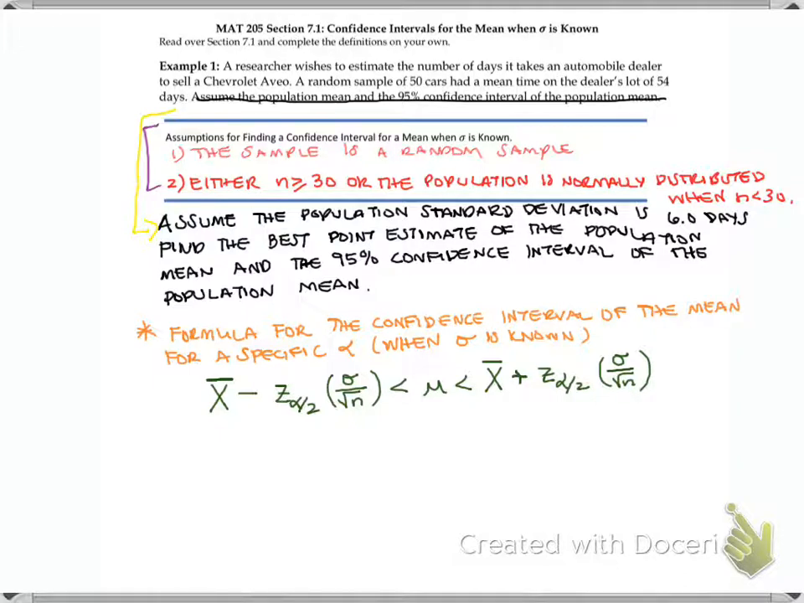So here's the formula. This is also very important, so make sure you write this down. The formula for the confidence interval of the mean for a specific alpha when standard deviation sigma is known. And here's the formula here. It's X bar, which you should remember represents our sample mean, right? That's our sample mean. We'll either be given the sample mean or you'll be given the data points to find the sample mean. And you all know how to do that. Just add up all the numbers and divide by how many numbers you have.